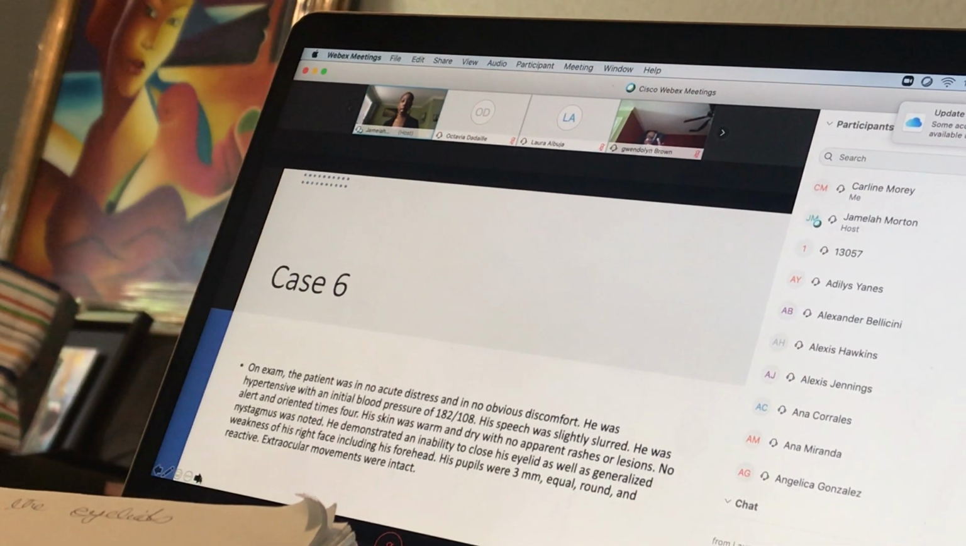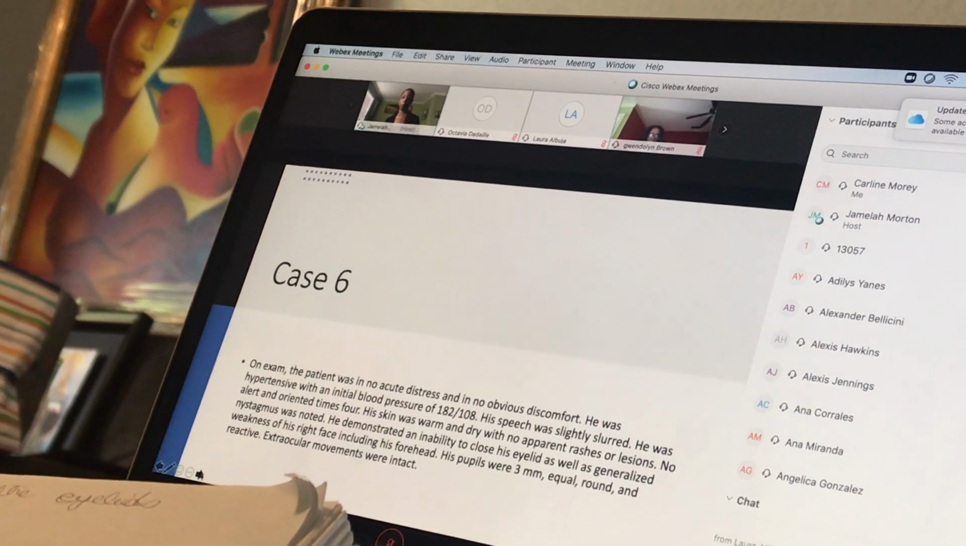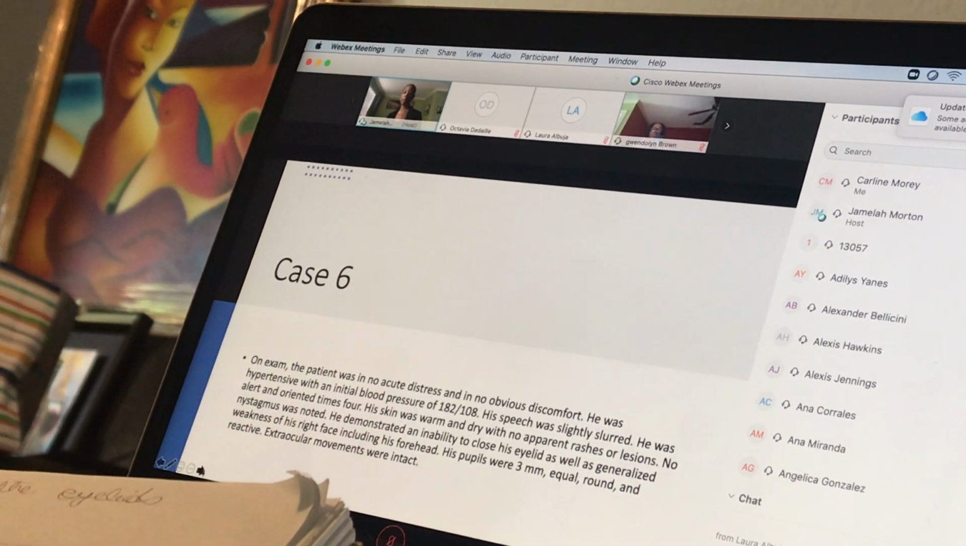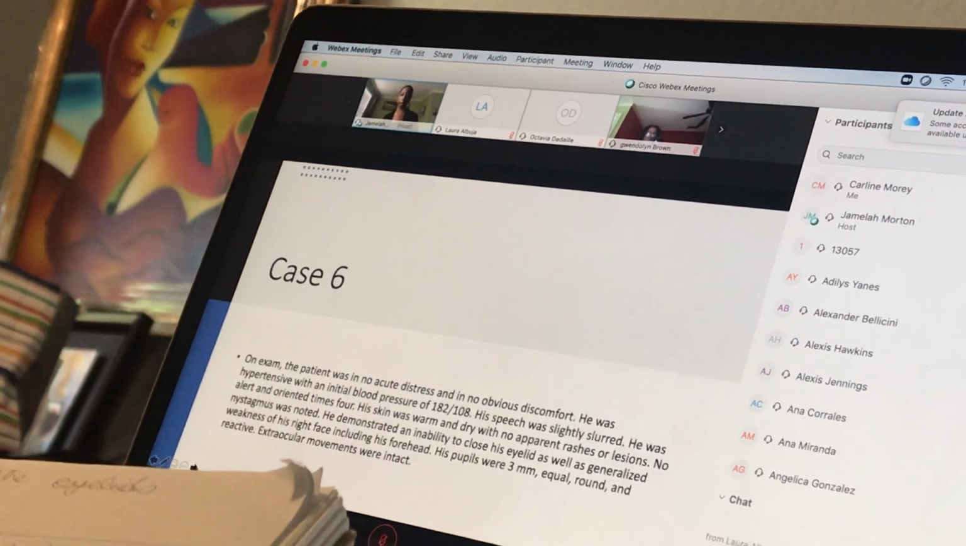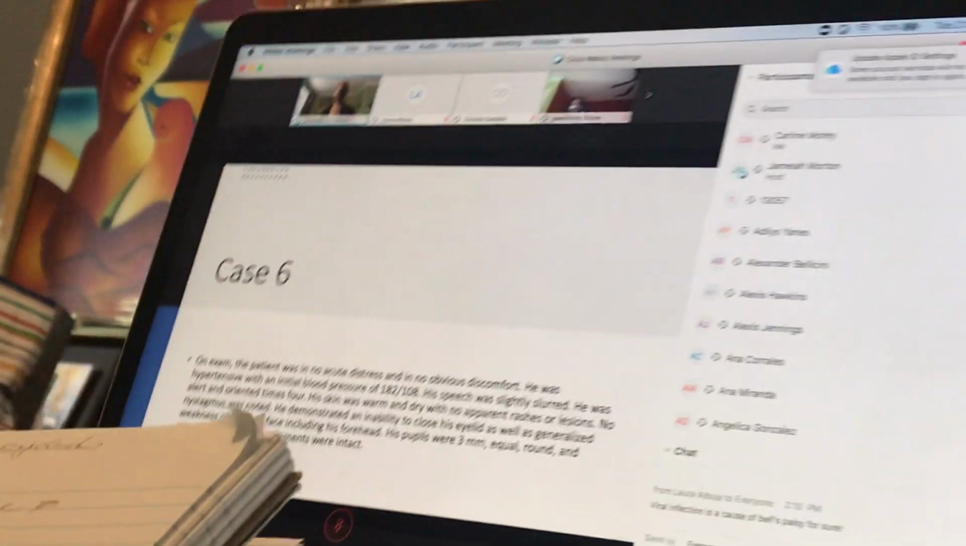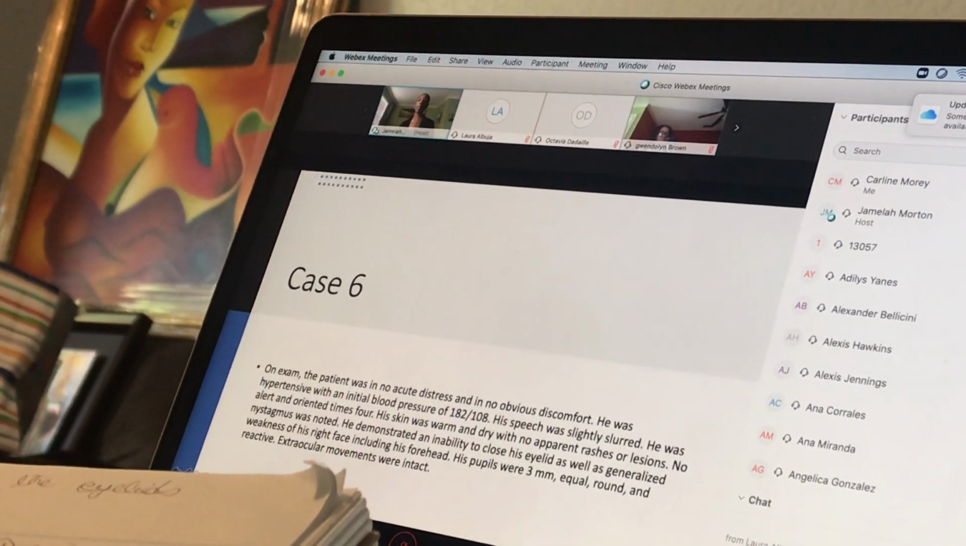No nystagmus was noted. He demonstrated an inability to close his eyelid, as well as generalized weakness of his right face, including his forehead. His pupils are 3 millimeters, equal, round, and reactive. Something that you guys like to call PERRLA, but you're not going to do that anymore after this class. You're going to say pupils are equal, round, and reactive. Okay. And his extraocular movements are intact.